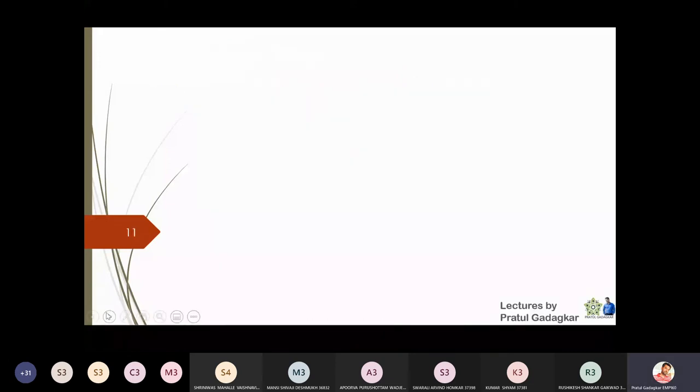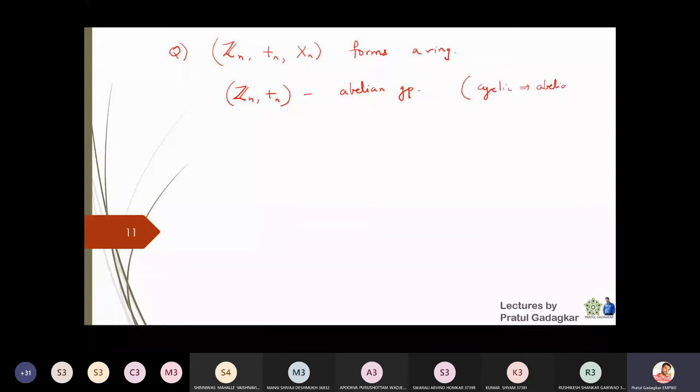So the third example is that Z_n with respect to addition modulo n and multiplication modulo n will form a ring. Obviously we know that Z_n with respect to addition modulo n is an abelian group. This is very well known to you, because actually it is a cyclic group. If you remember, and we know that cyclic is always what? Cyclic is an abelian group.